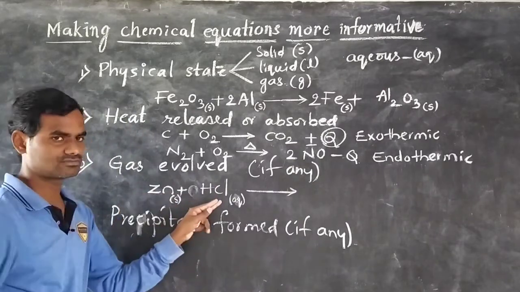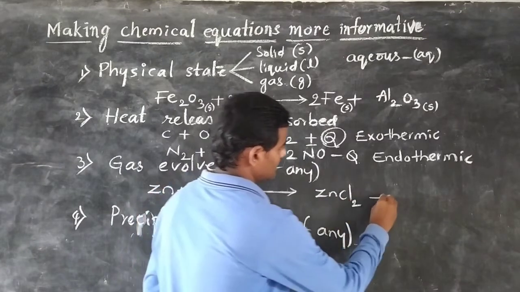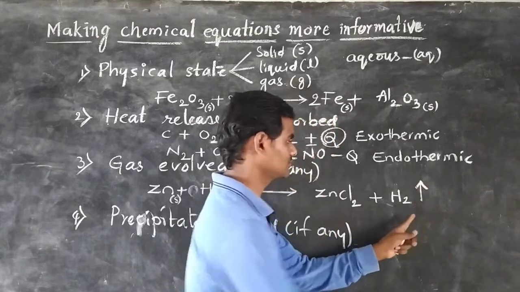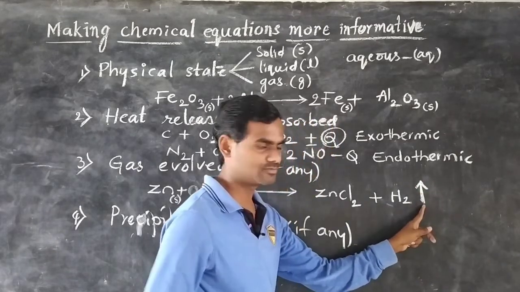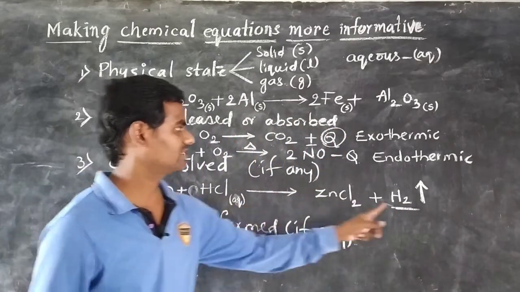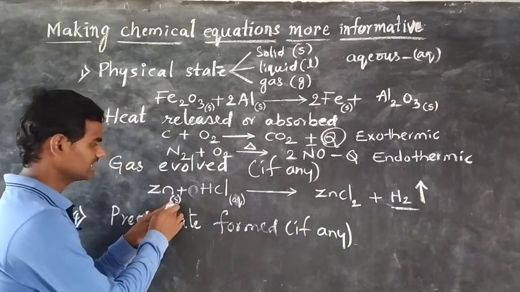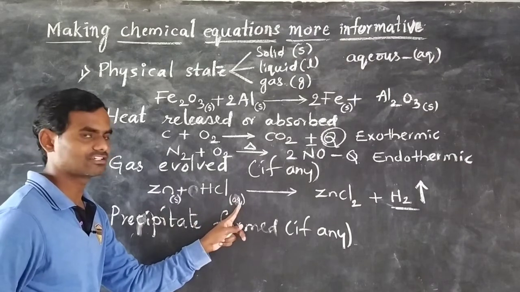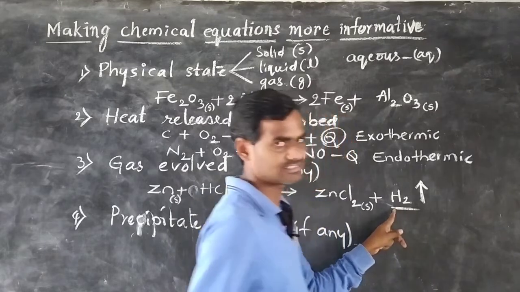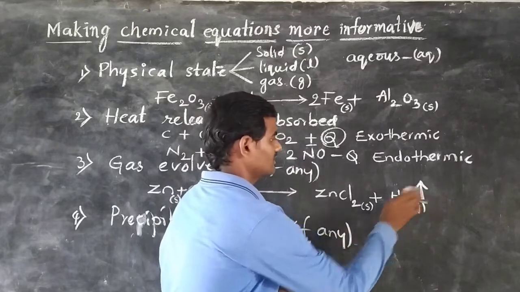When zinc reacts with hydrochloric acid, it forms zinc chloride plus hydrogen, which is a gas. To represent a gas, we use an upward arrow. This hydrogen is a gas which is evolved in this reaction, so we represent it with the upward arrow. It means gas is evolved. Zinc is a solid, hydrochloric acid is in aqueous form, zinc chloride is a solid, and hydrogen is a gas, which we represent with the upward arrow.